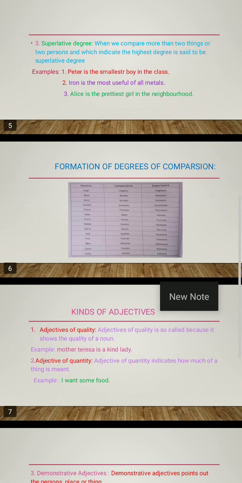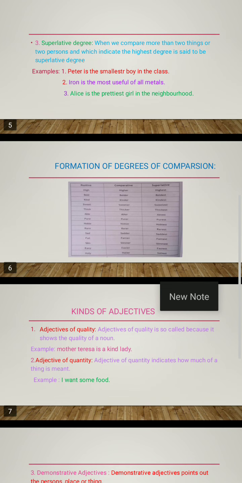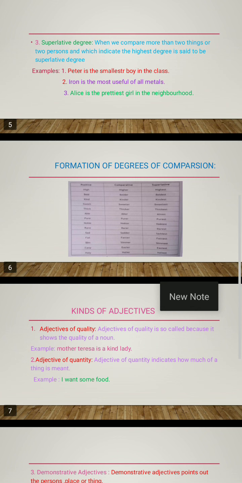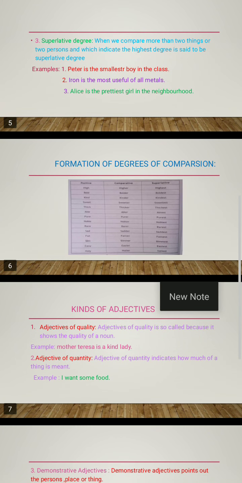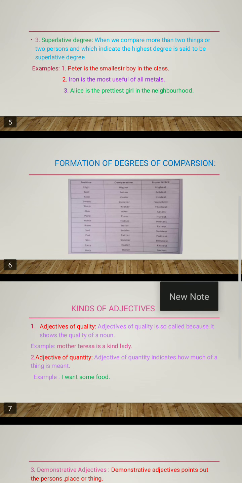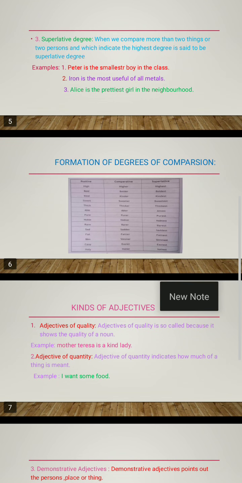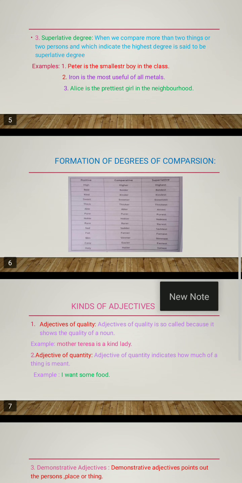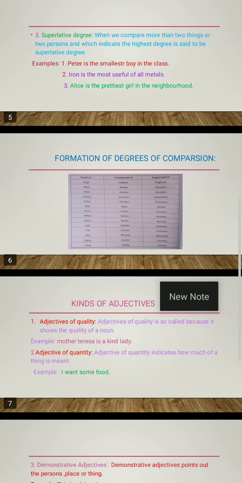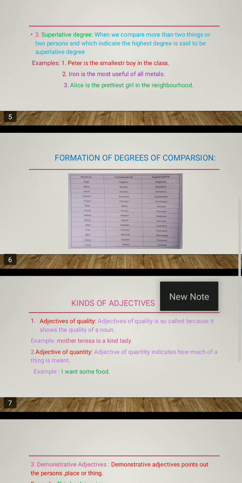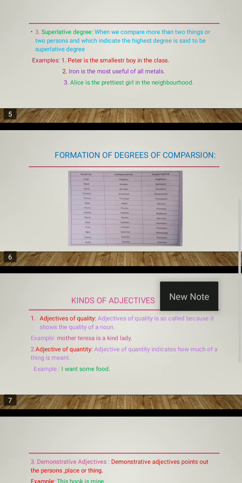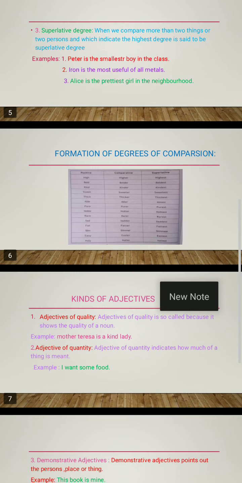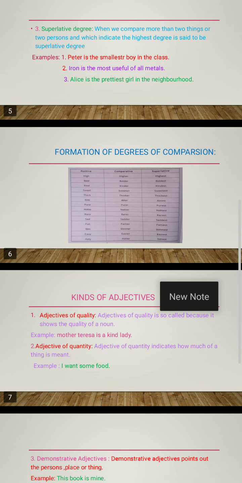If you observe, a few examples are given. Peter is the smallest boy in the class. How can we sort out that this is a superlative? This adjective takes est after it, smallest. Before that, the definite article should be used, the smallest.